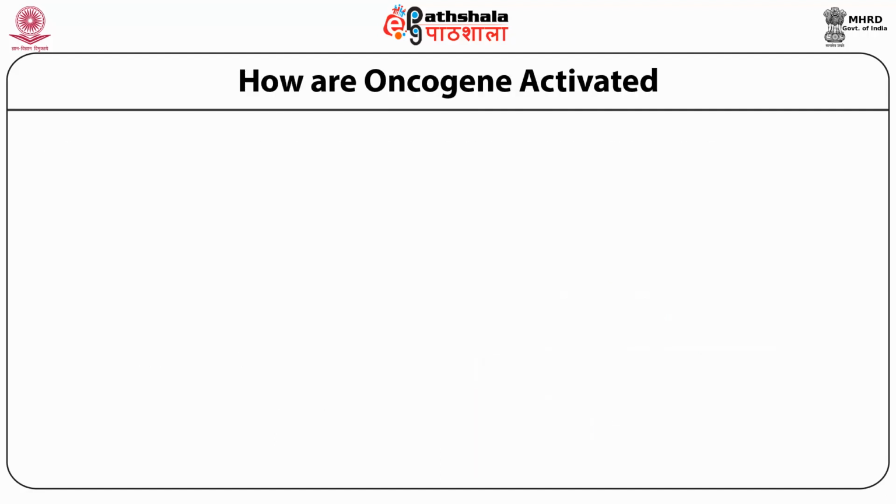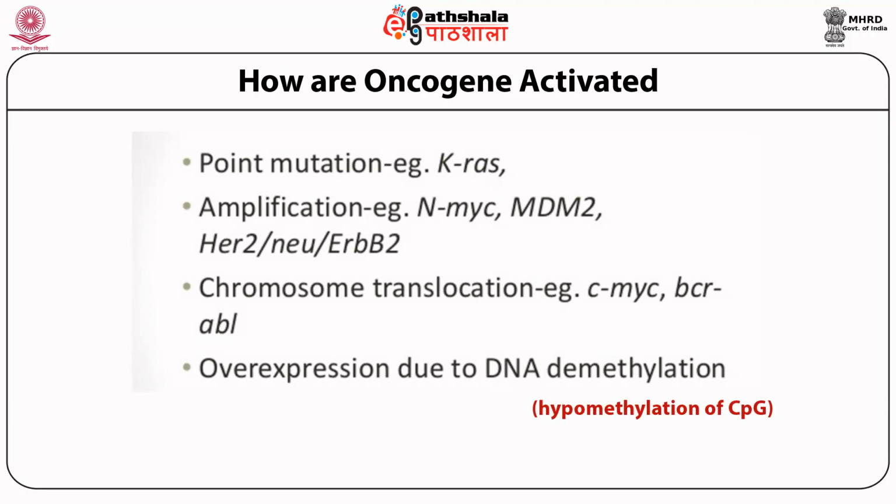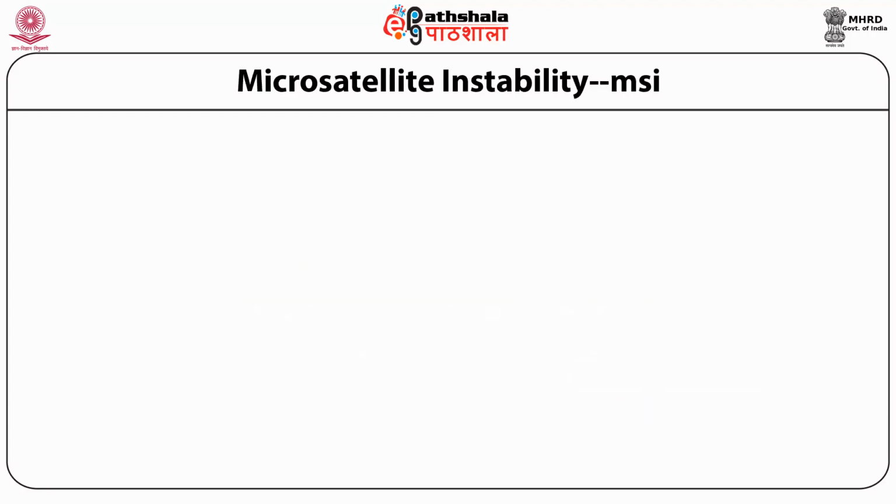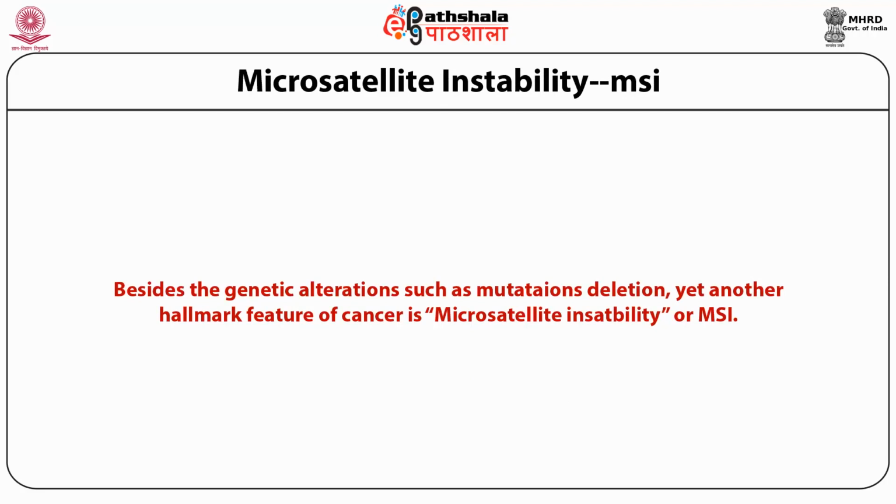What causes oncogene activation? The various reasons for oncogene activation include point mutation, amplification, translocation, and epigenetic changes such as hypomethylation of the genes. Besides genetic alterations, such as mutations and deletions, yet another hallmark feature of cancer is microsatellite instability, or MSI. So in the next few slides, let's learn what MSI is and what its utility is.